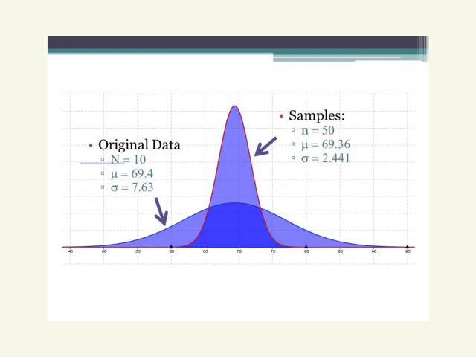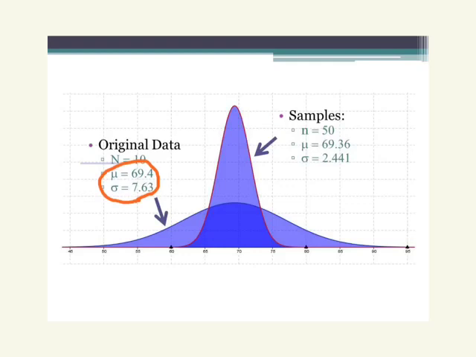Well, this shorter, wider normal distribution that we see here is the normal distribution used creating the original data of those 10 test scores. So we had the mean of 69.4 and a standard deviation of 7.63. Right? So we have the mean in the center, and we have a very wide distribution because of our large standard deviation. Remember, the area underneath that normal distribution will be 1.